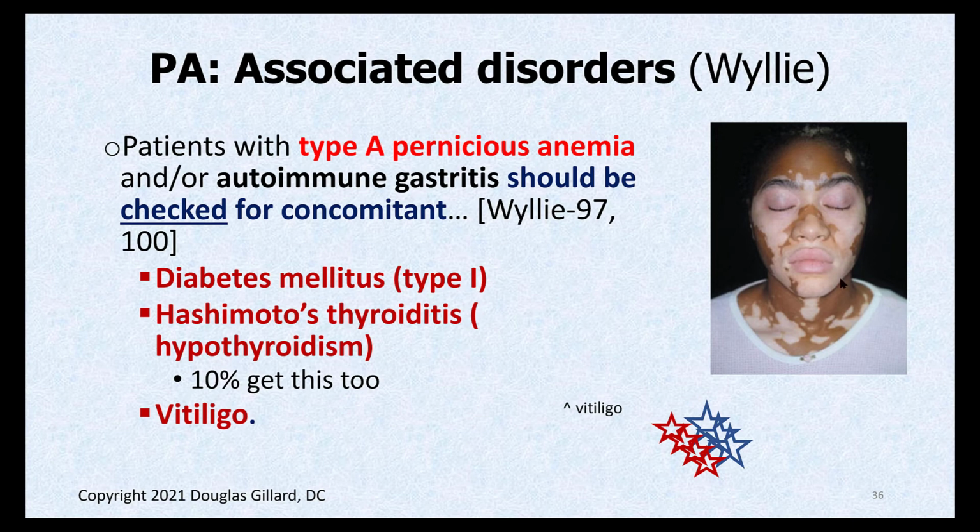Vitiligo, like this person. What do you think of this? Look at that. So that's an autoimmune attack against melanocytes. And melanocytes live in the skin and give you your color. So her melanocytes are damaged, so they're just putting in random colors. Yep, well, that's your default color right there.